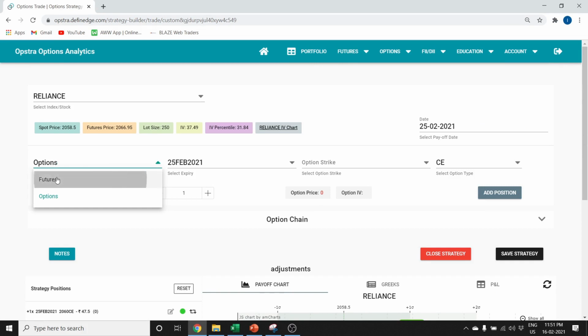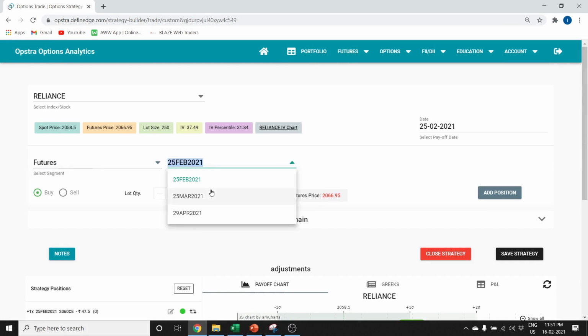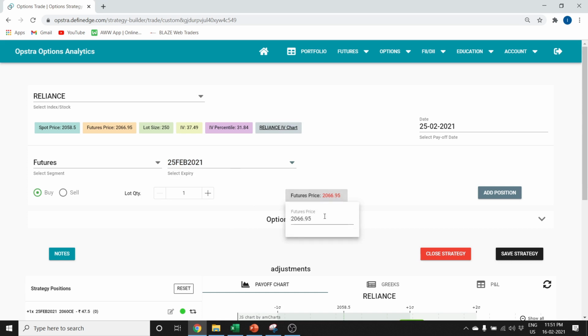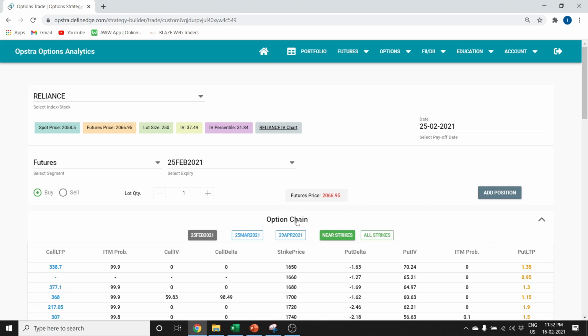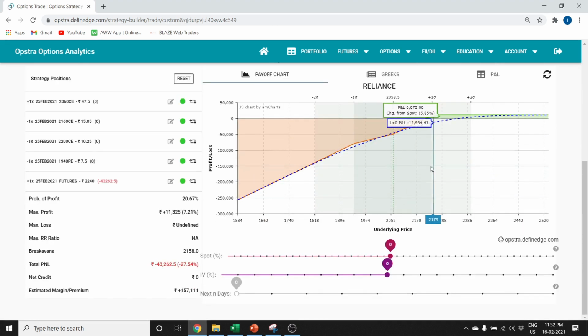So say we buy a future, 25th March buy. 2280 is our break even, so we are buying at 2240. Add. Now see the impact of the future. What happens with the future is that the downside now has a big loss. You have to take care of this, because if price reverses from here, it can create a huge loss for you. So you have to stick to debit spread or credit spread.